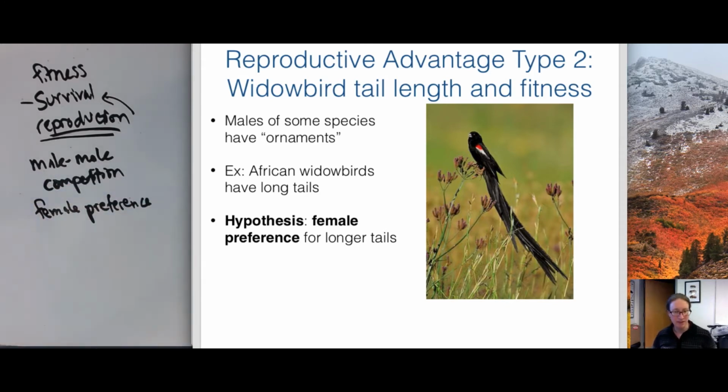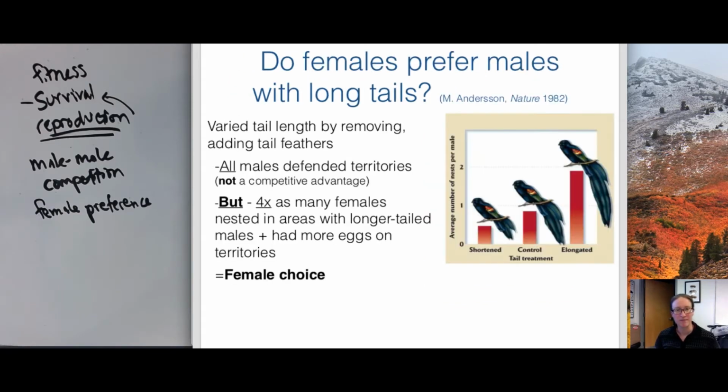So there must be something about this long, lustrous tail that is attractive to females. That's the idea here. So that might be another type of reproductive advantage that could help to explain the existence of this strange ornament.